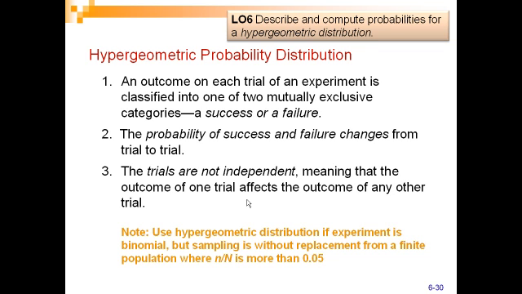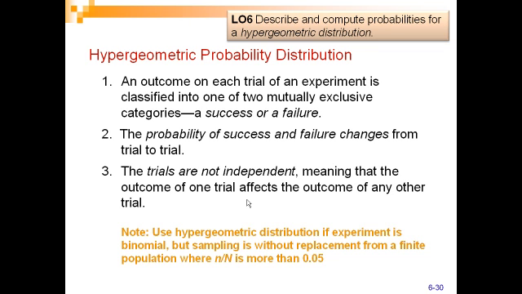It is especially appropriate when the size of the population is small. In summary, a hypergeometric probability distribution has these characteristics. An outcome on each trial of an experiment is classified into one of two mutually exclusive categories, a success or a failure. The probability of success and failure changes from trial to trial. The trials are not independent, meaning that the outcome of one trial affects the outcome of any other trial.